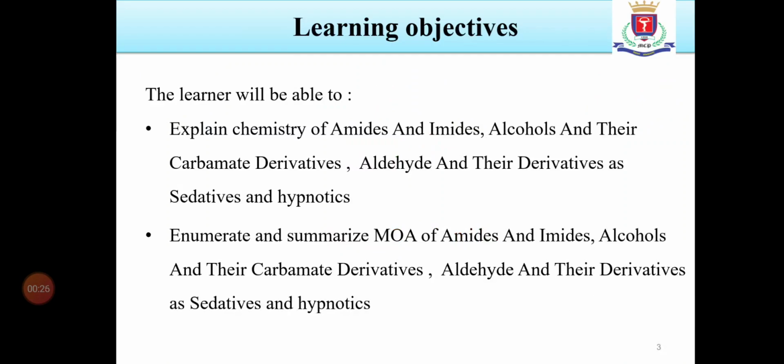After watching this video, the learner will be able to explain the chemistry of amides and imides, alcohols and their carbamate derivatives, and aldehydes and their derivatives as sedative and hypnotics, and enumerate and summarize the mode of action of amides and imides, alcohols and their carbamate derivatives, and aldehydes and their derivatives as sedative and hypnotics.